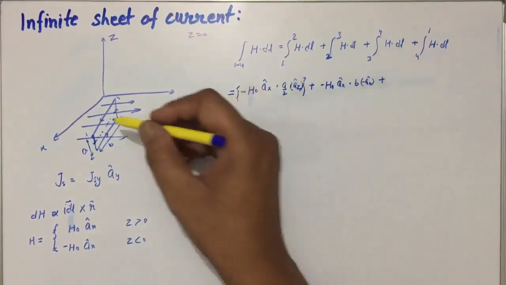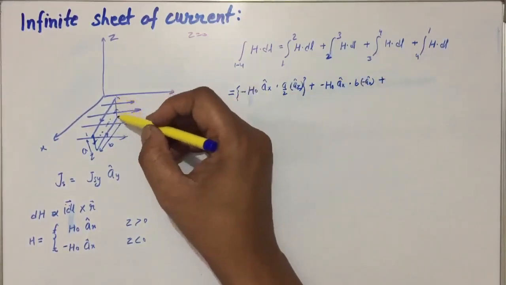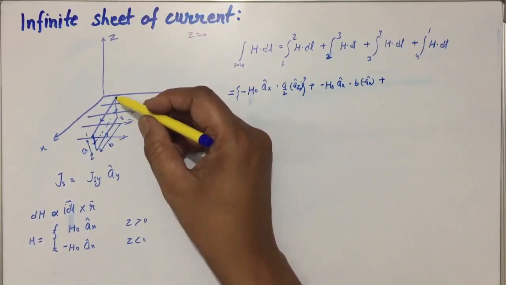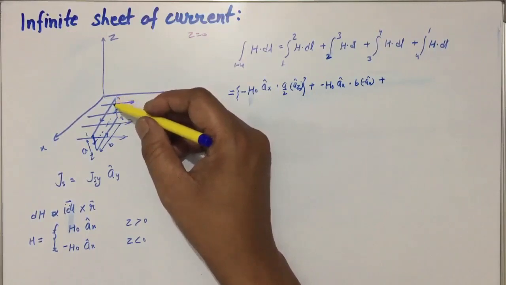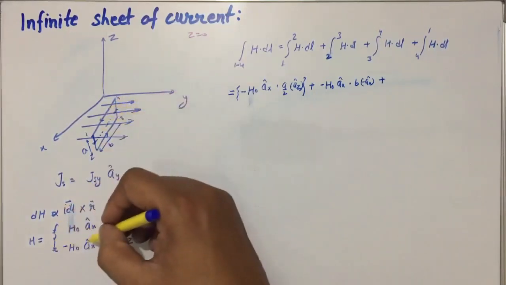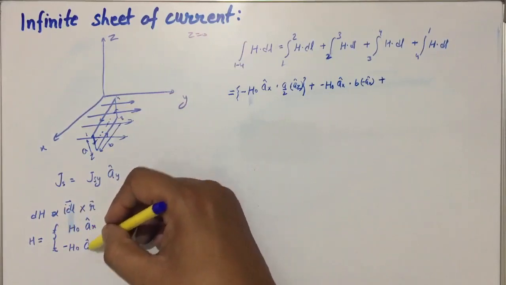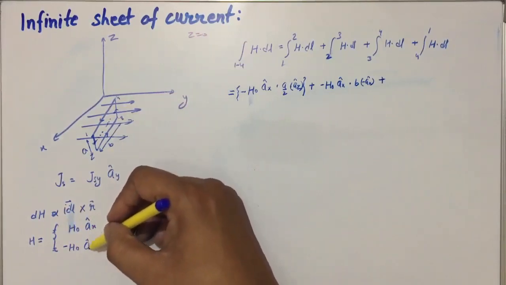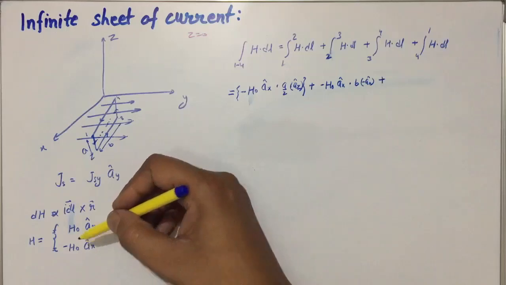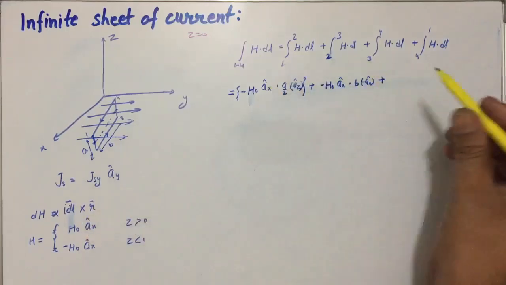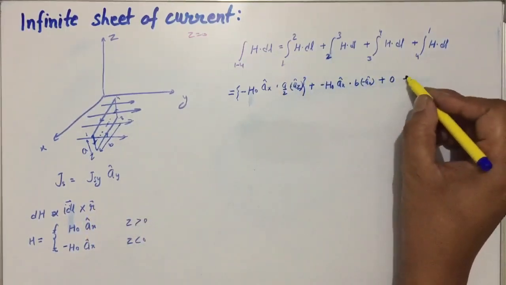For this case, from 3 to 4, same way, this is in the direction of positive az, and the H will be either in this or this, so in the direction of x only. So from there we can say the dot product of z and x will give us 0.